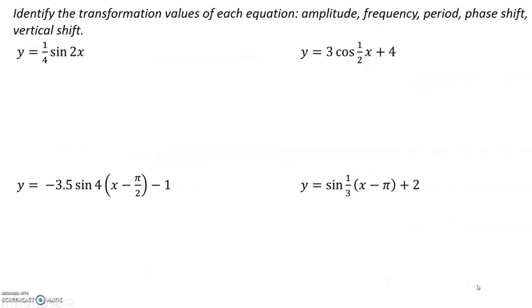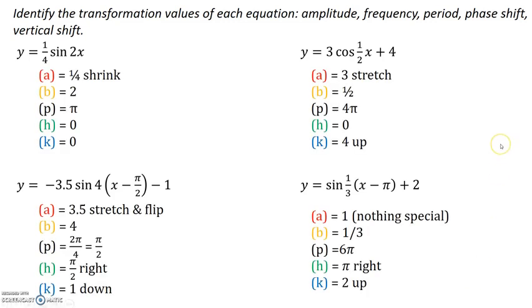So now I'd like you to pause and try this out on yourself. Identify your A, B, H, and K values. And then also identify your period. When you're finished, come back on the video and then look at the next slide to check your answers. So let's see how you did.